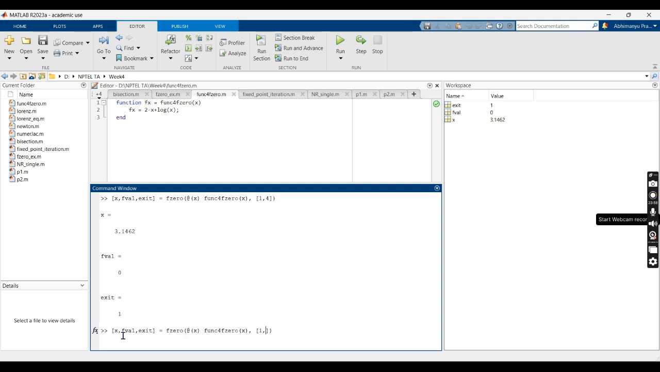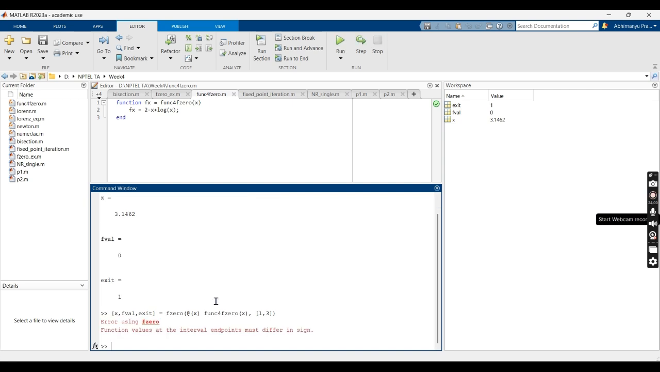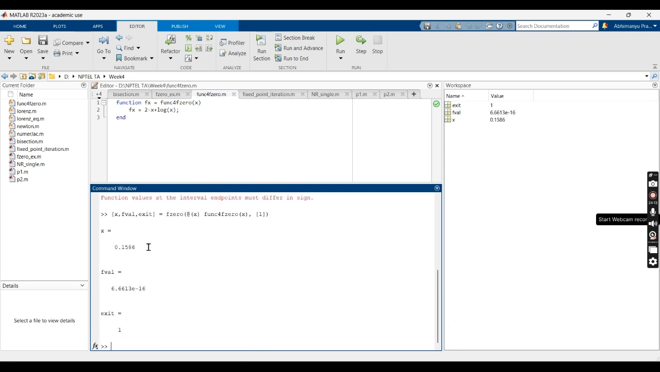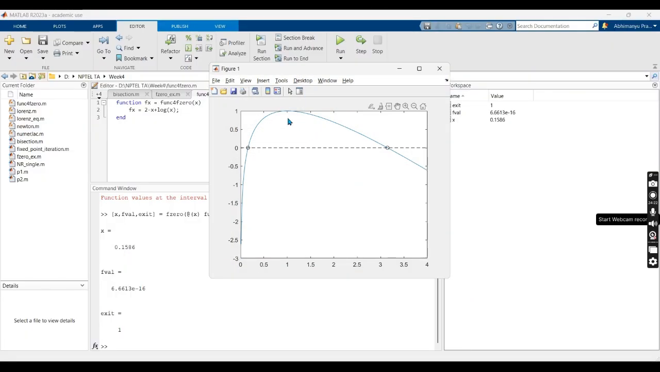Now if I give the same values, then the inbuilt function also gives an error: function values at the interval endpoints must differ in sign. If I only give one interval, then it will try to find the other end of the interval by itself, and in this case it has found it in this direction. So I am getting the output of 0.1586.